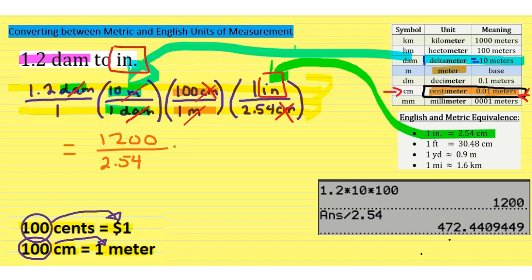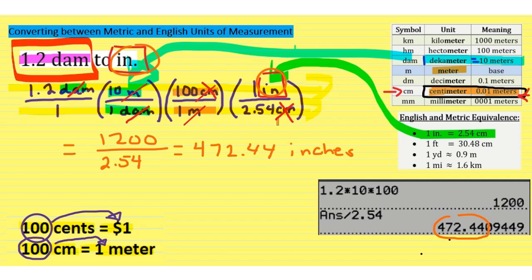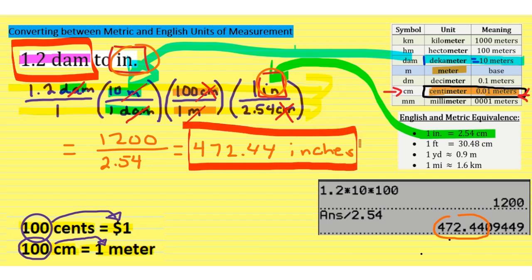And when I divide it out, it's going to give me 472.44. And again, my units that I wanted, my goal was inches, and I indeed canceled out all of my units except for inches, so those are my units, inches. So now we know that 1.2 decameters is equal to 472.44 inches. Okay, let's see what we can do next.